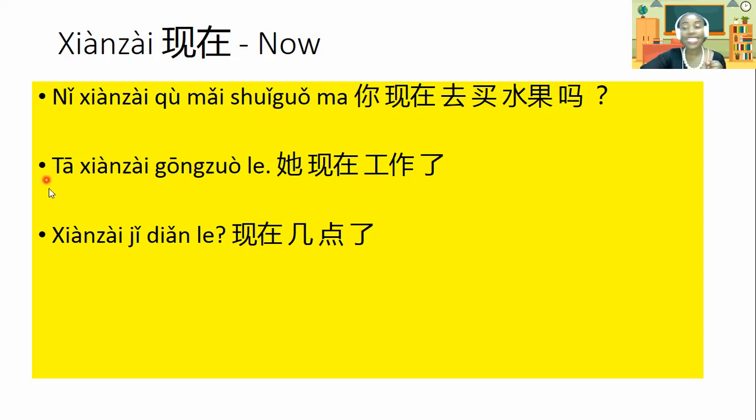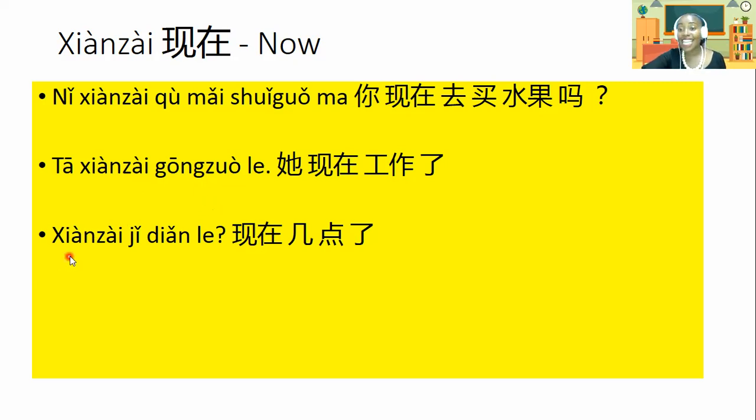Now look at sentence number 2. 他现在工作了. 工作 means working or to work or work itself. So we can say 他现在工作了, meaning maybe before he was not working. 现在呢, or before she was not working. How about now? 她现在工作了. Now she is working, she has work.